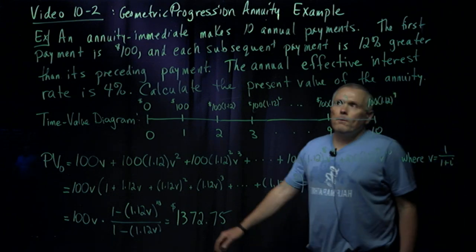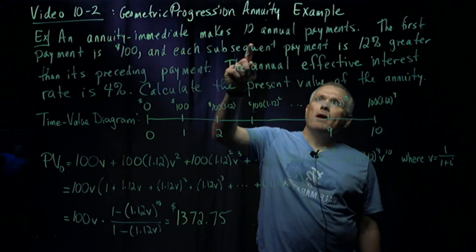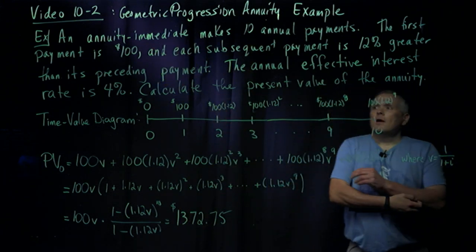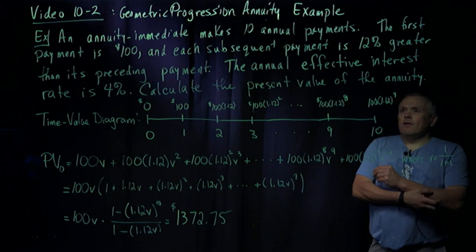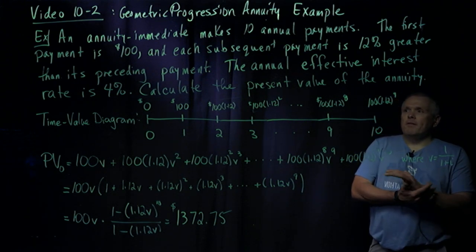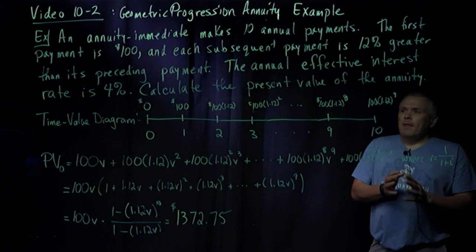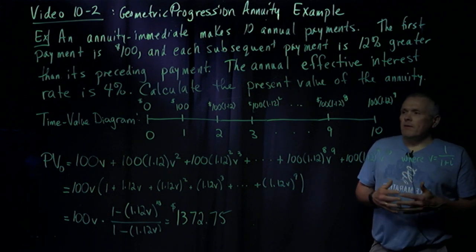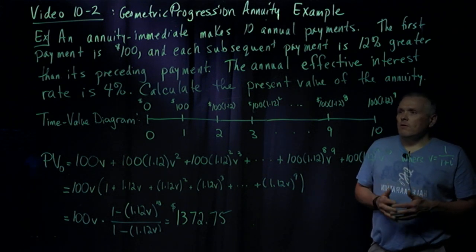Okay, so we have an annuity immediate. We're paying 10 annual payments. The first payment is going to be $100, and each one is 12% more than the previous one. We're going to calculate the present value, assuming that we've got a 4% annual effective interest rate.